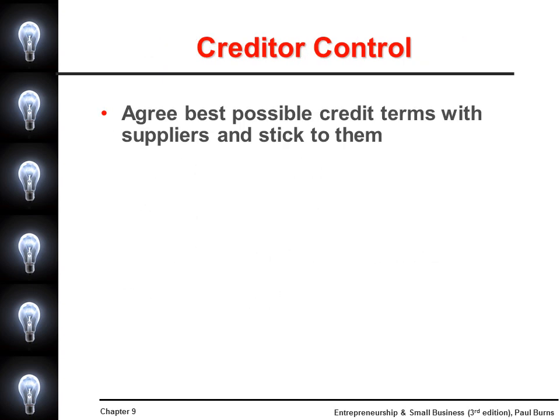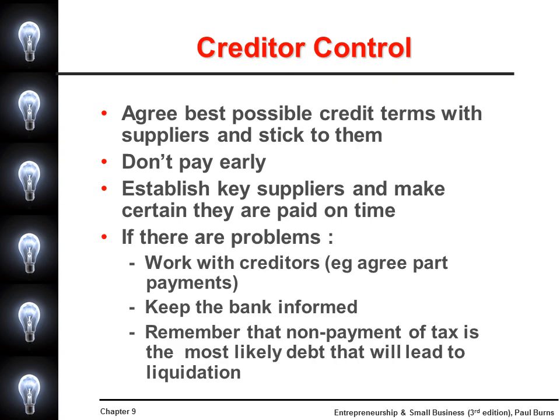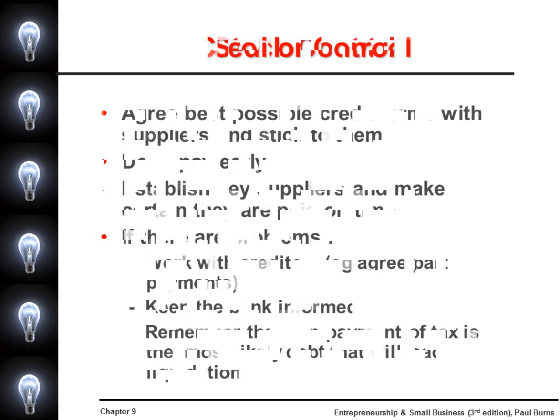Then agree best possible credit terms with suppliers and stick to them. Don't pay early. Establish key suppliers and make certain they are paid on time. And if there are problems, work with creditors. Keep the bank informed. Remember that non-payment of tax is the most likely debt that will lead to liquidation.